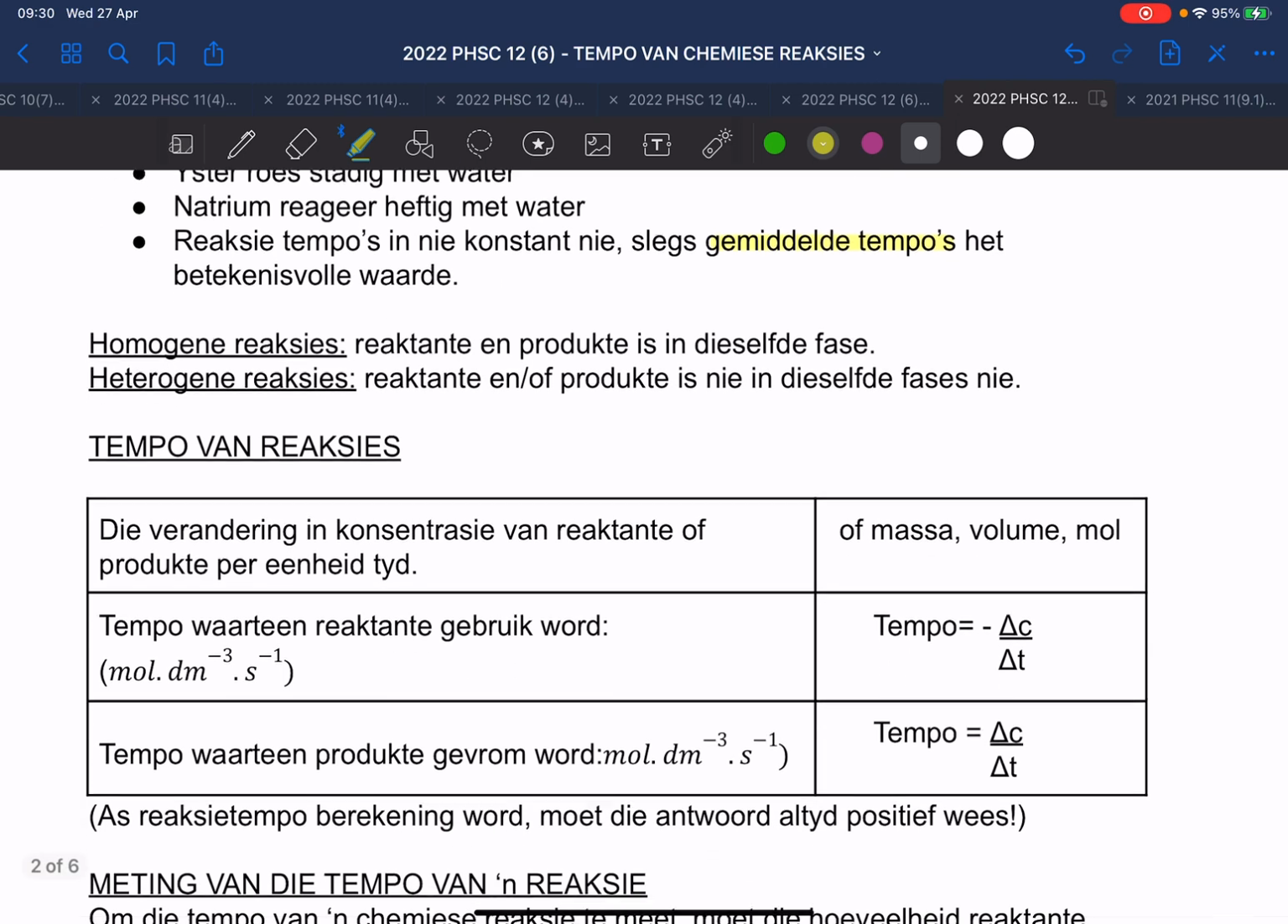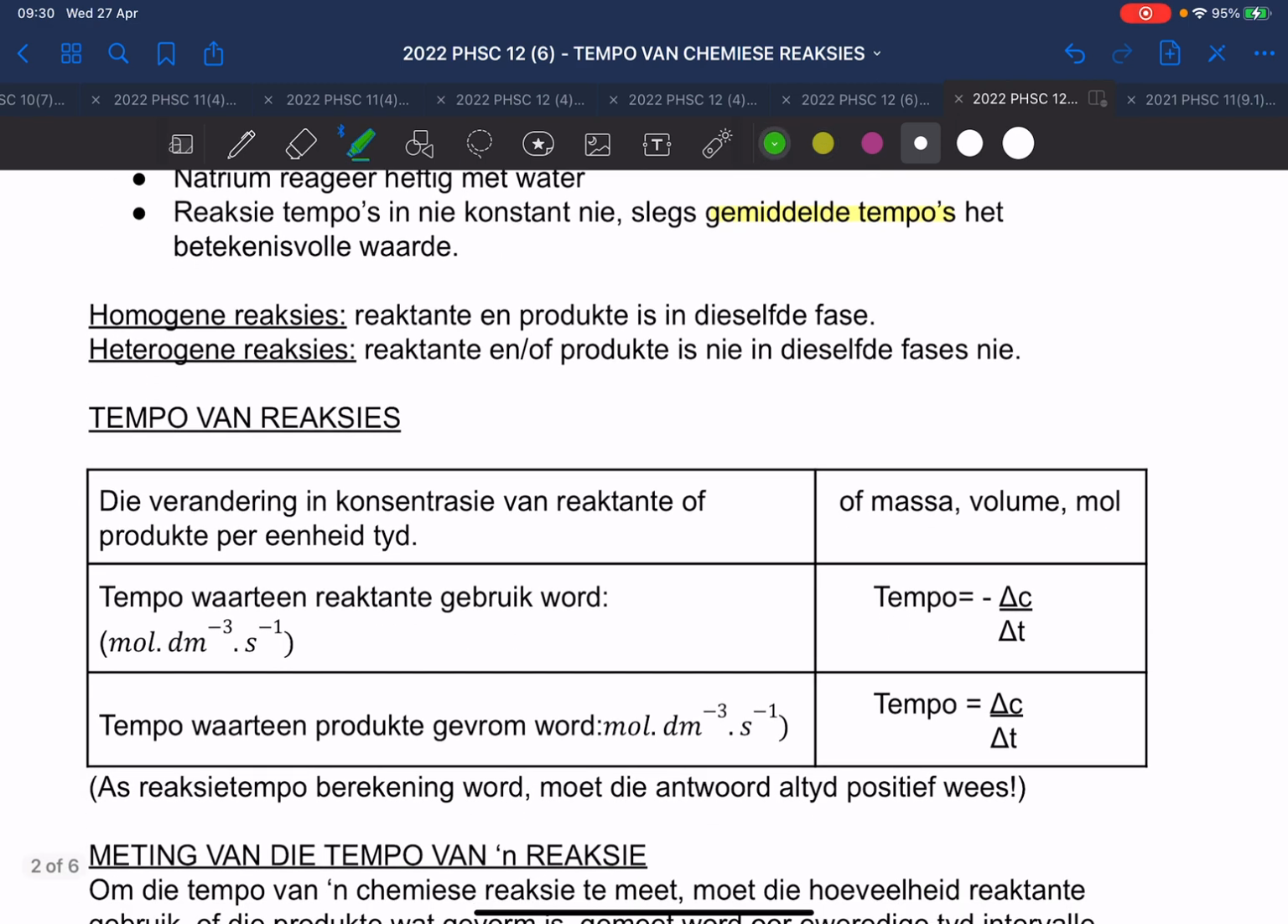Okay? Then a bit of theory before we go on. What is a homogeneous reaction? A homogene. We know homo means the same, dieselfde. So a homogeneous reaction is where the reactants and the products are in the same phase. Waar hulle in dieselfde fase is. Okay? En fase, phase, is like solid, liquid or gas. Dis wat ons bedoel in dieselfde fase, in the same phase, solid, liquid or gas.